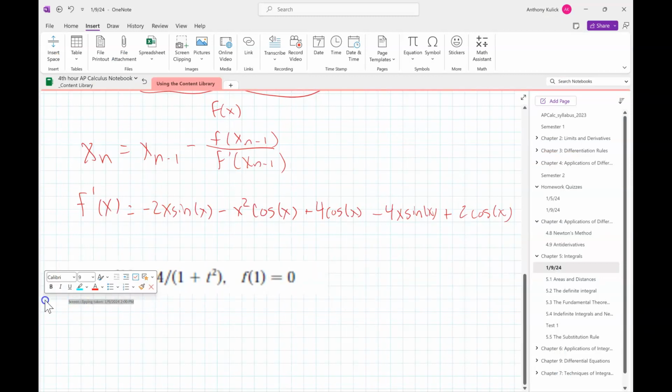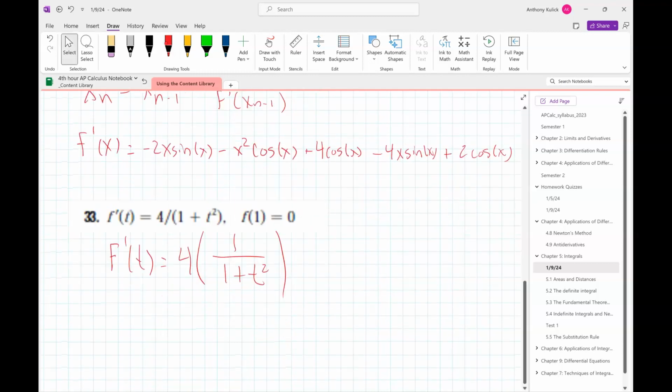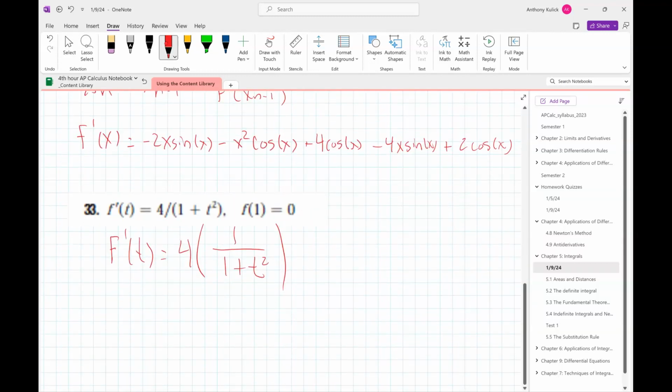Okay. So when I look at this, I'm going to think about this as 4 times 1 over 1 plus t squared. Why would I think about it that way? Inverse tangent, right. Oh, that's right. Yeah. I was extremely confused. Yep. Excellent.